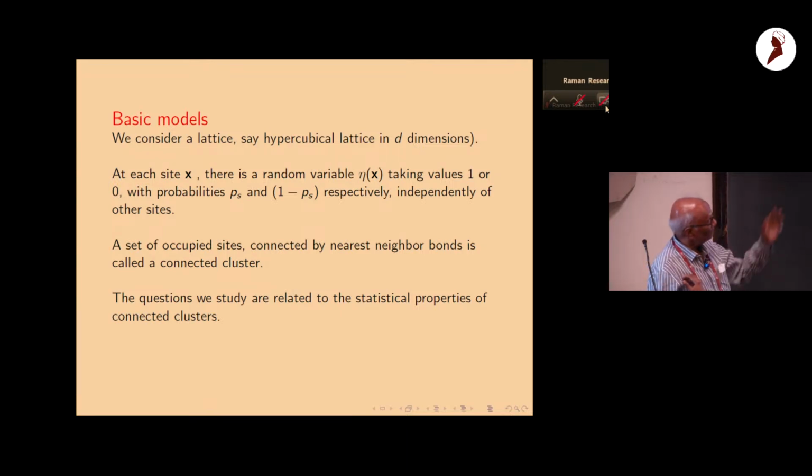So if I take a lattice, there will be some sites with nearest neighbor connections, and then next neighbor and next neighbor. In the end, there is an equivalence class of all the sites which are connected to each other. That is called a cluster. That's a very simple idea, but that's what we will use. A set of occupied sites connected by nearest neighbor bonds is called a connected cluster. That's our basic definition. And the questions we study are statistical properties of connected clusters.